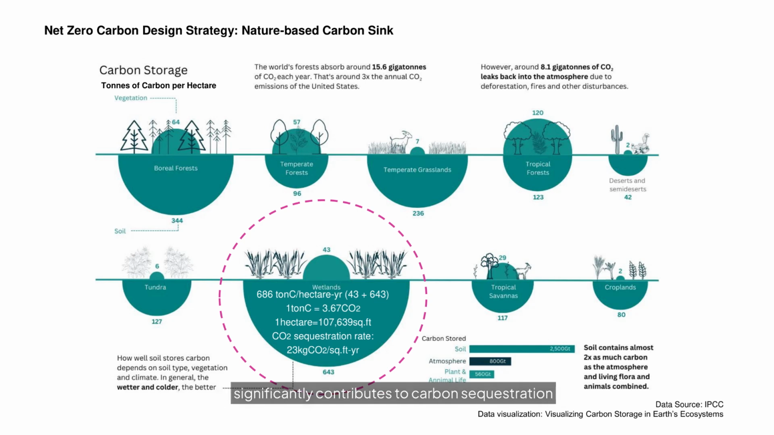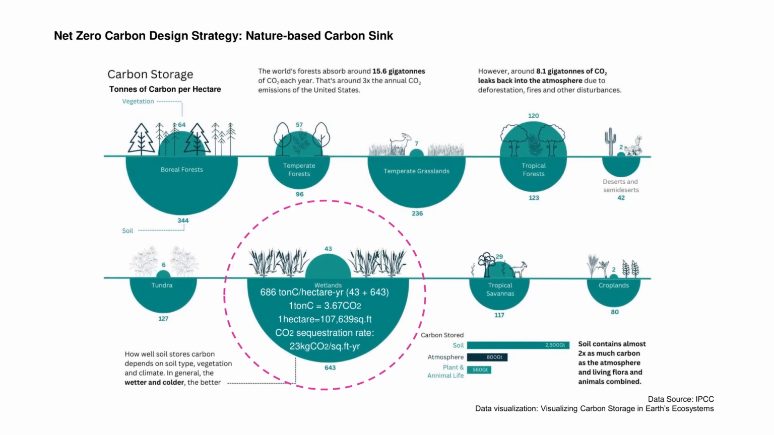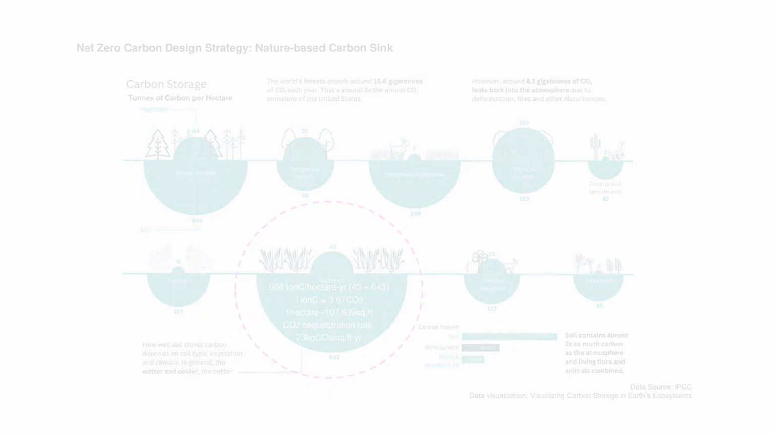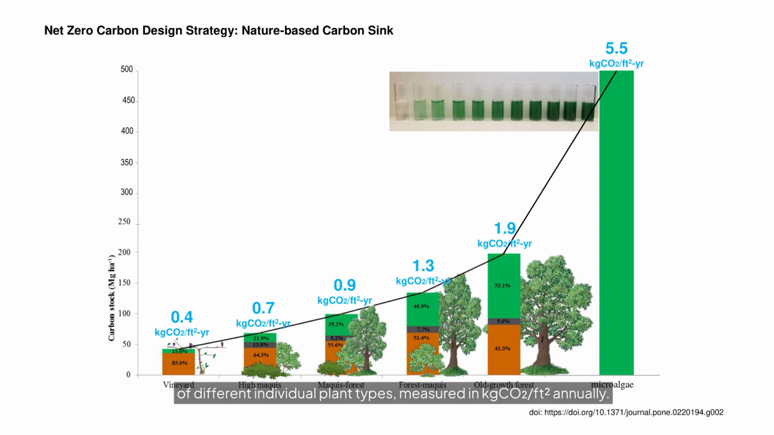Incorporating constructed wetlands into site designs significantly contributes to carbon sequestration while creating functional and beautiful landscapes for public access. Like the previous comparison, this graph compares the carbon sequestration capacity of different individual plant types, measured in kilograms of CO2 per square foot annually.